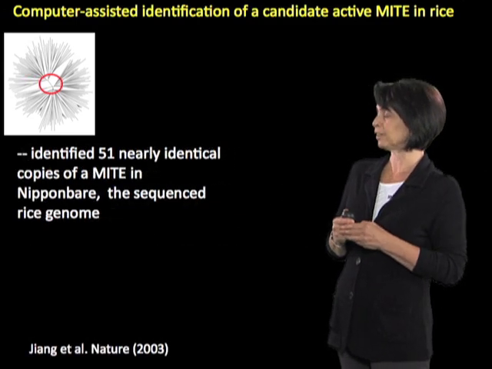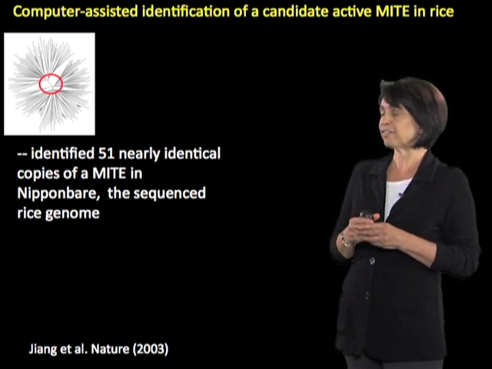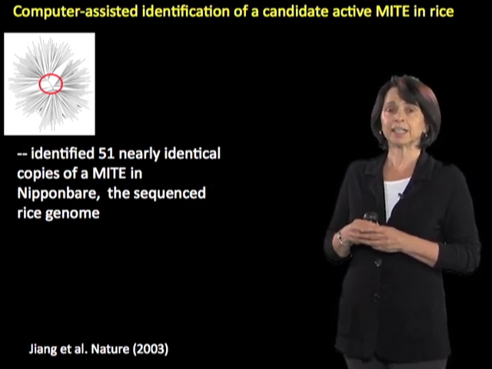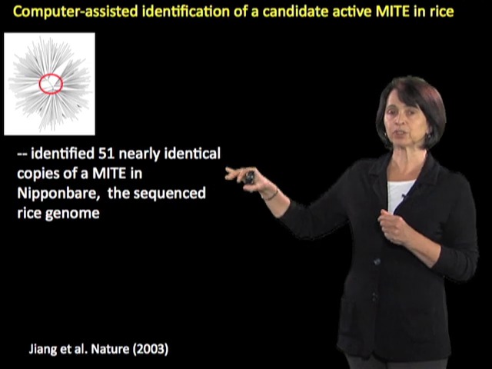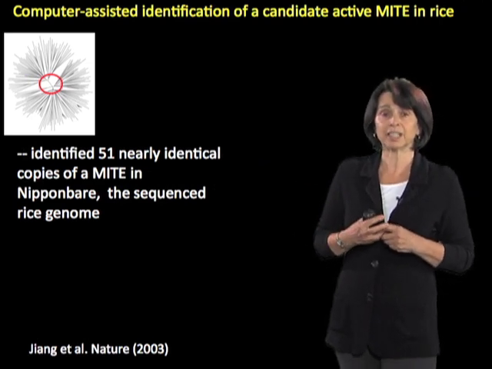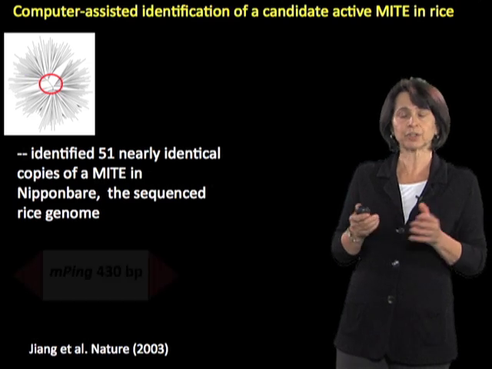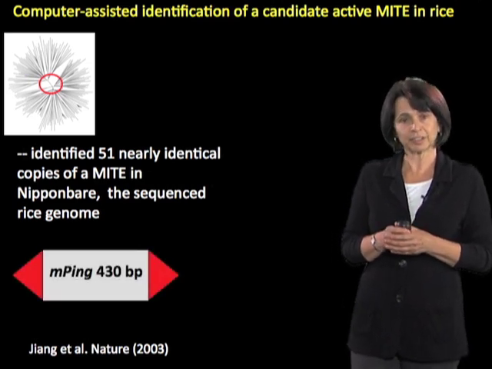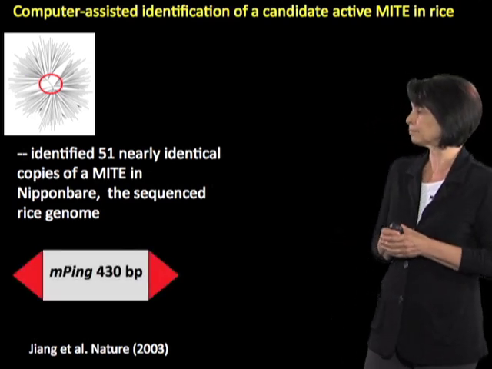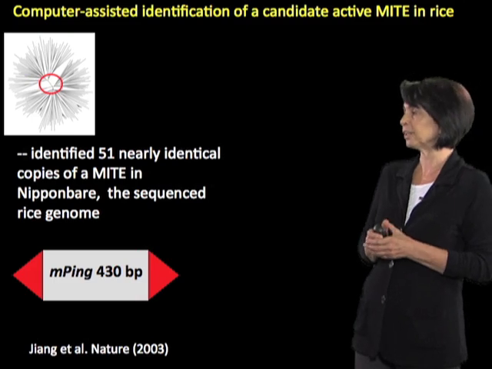What she found was a family that had 51 nearly identical copies in the sequenced genome, which is called Nipponbare. That's the name of the strain. There were 51 copies in this genome, and it had the structure of a mite. And here it is. It's called Emping, and it's 430 base pairs in length.